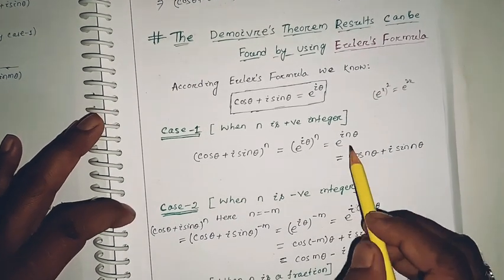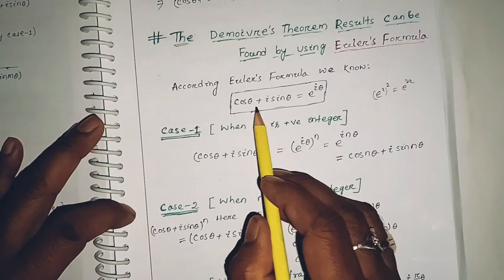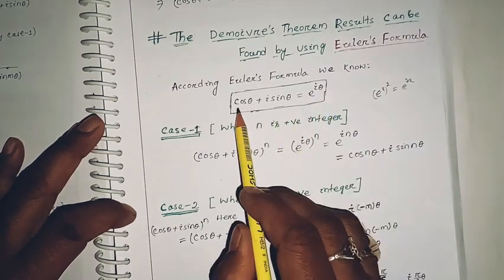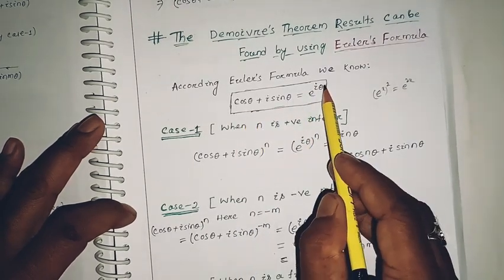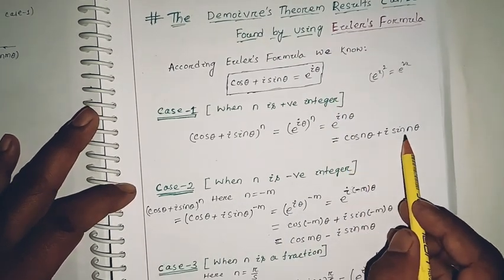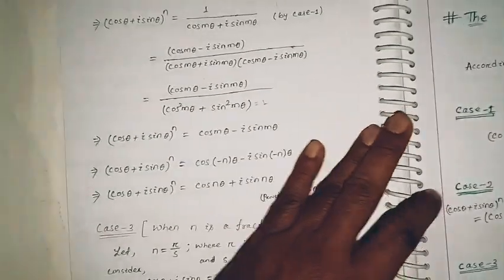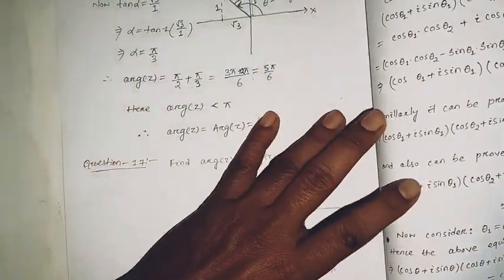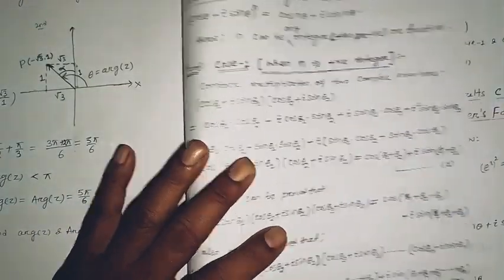So e^(i n theta): if e^(i theta) I consider, then it will be cos theta plus i sin theta. Instead of theta, if we consider n theta, then we can write cos n theta plus i sin n theta, whatever we found in our case 1, considering n as a positive integer.